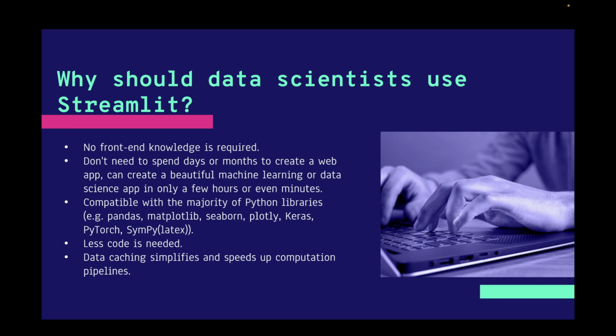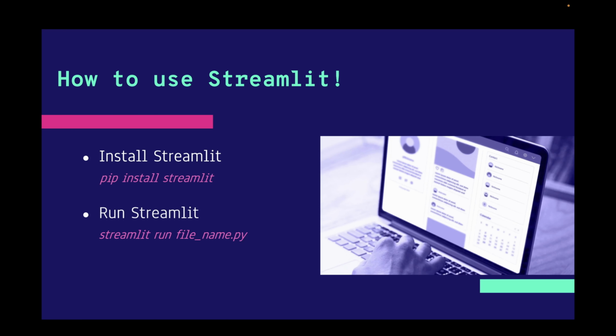It is also compatible with the majority of Python libraries, for example pandas, Seaborn, Plotly, Keras, PyTorch. So we can integrate our machine learning or data science model in this web application. Very little code is needed to make a web application, and it provides data caching which simplifies and speeds up the computation pipeline. To use Streamlit, you have to install it. To install Streamlit, use the command pip install streamlit, and to run it, use streamlit run and then your file.